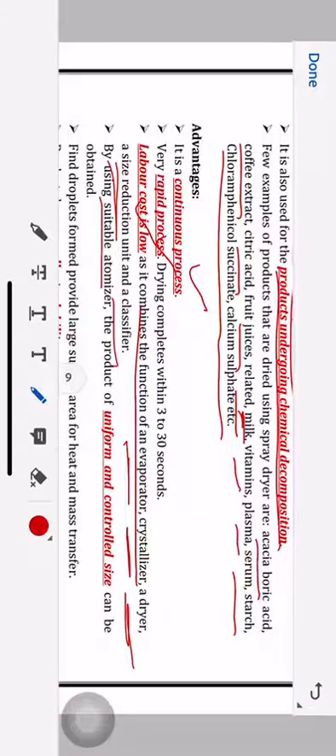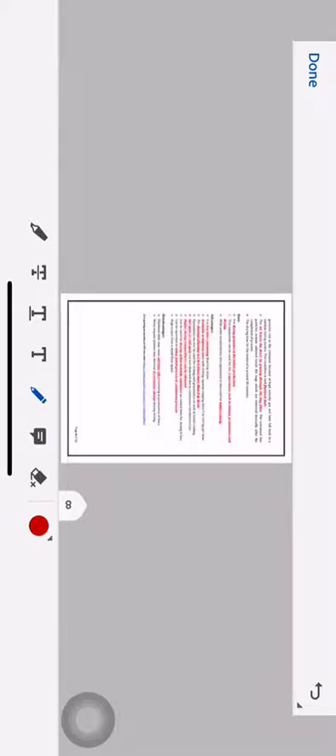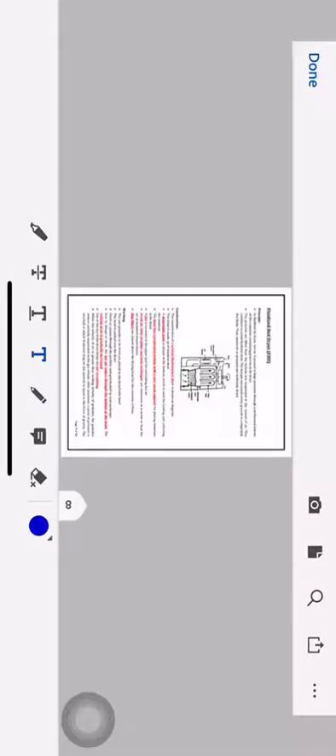Using suitable atomizer, the product of uniform and controlled size can be obtained. How uniform and controlled size? Because the feed material is coming out through the atomizer's specific disk, which is having specific pore size. So each and every particle will be having the same size. And yes, you can also set the size of that particle by changing the pore size of the atomizer, right? So you can have uniform and controlled size product.